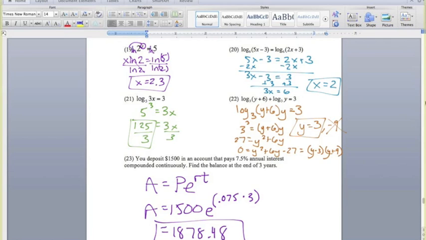So you get $1,878.48. So that means after just 3 years of letting our money sit there, we've made $378 and some change.